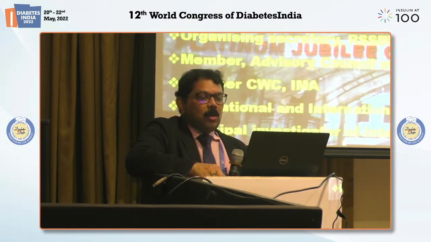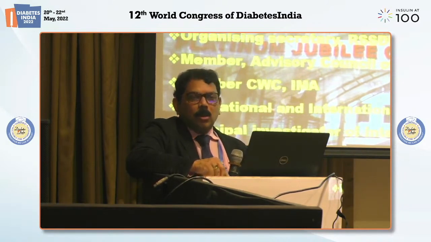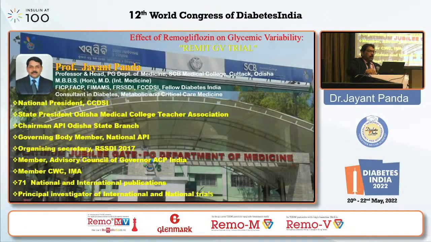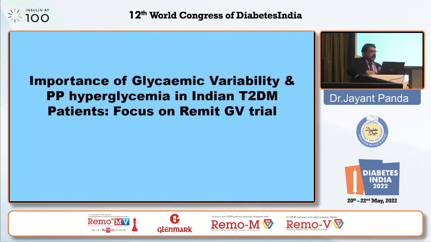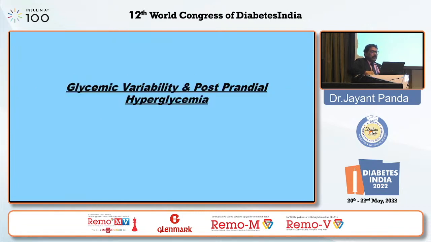Regarding the drugs, we have many newer drugs, and one of the newer SGLT2 inhibitors is remogliflozin. We know remogliflozin is given twice a day, and with this dosing, what happens to glycemic variability? Postprandial hyperglycemia in Indian type 2 diabetes patients is a big challenge, and this study, the REMIT-GV trial, is the first of its kind for this evaluation.